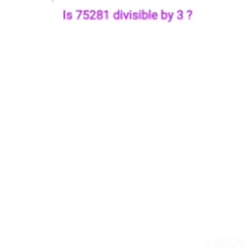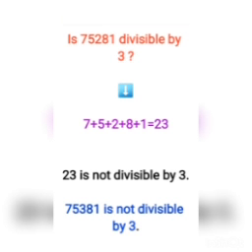Now let us check whether 75281 is divisible by 3 or not. This is a 5-digit number, so the division would be even more difficult. Instead of dividing, I will add the digits, which are 7 plus 5 plus 2 plus 8 plus 1. Now 7 plus 5 becomes 12. 12 plus 2 becomes 14. 14 plus 8 becomes 22. 22 plus 1 becomes 23. So the sum of the digits is 23.